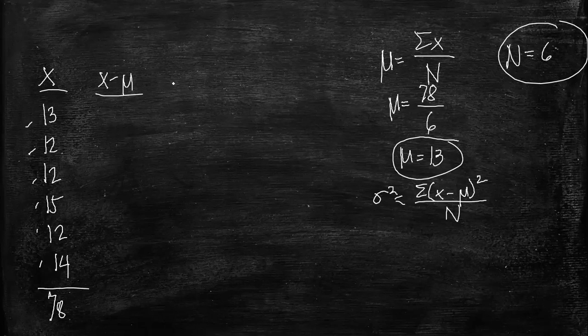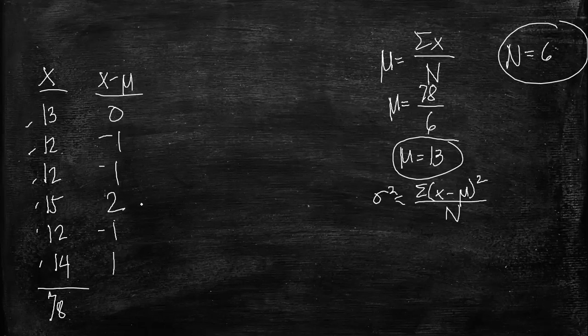Okay? So, since meron na tayong mu, which is 13, isubtract natin yung 13 from the x, from the data. So, 13 minus 13, the mu. So, we have 0. 12 minus 13, negative 1, and so on. So, isolve natin yung isa-isa. So, negative 1, meron tayong 2, negative 1 again, and then 1.